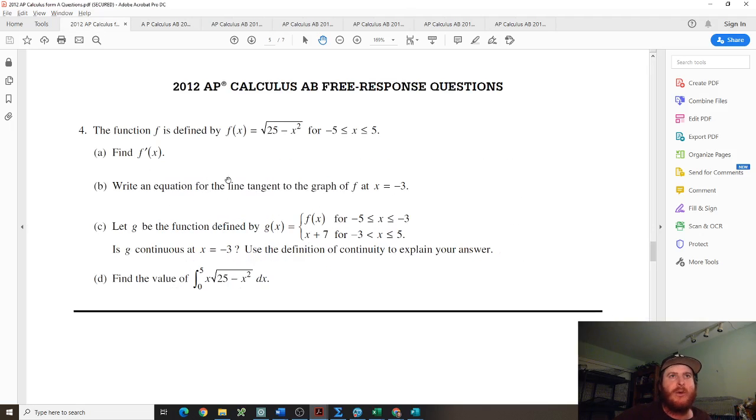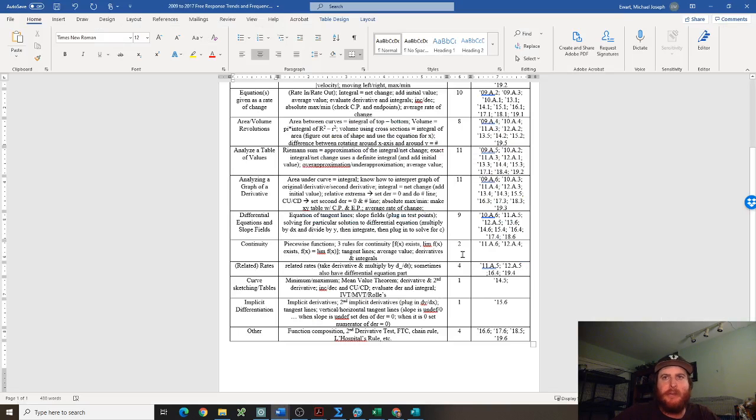But here's a continuity question where they give us an equation and they say, maybe find a derivative, write a tangent line. And then they gave us this piecewise and they say, is g continuous at 3? That's where we do those 3 rules of continuity. Rule 1, f of x exists. Rule 2, the limit exists. And rule 3, they're equal to each other. So it used to be a lot more common, but with the rise of calculators, they haven't really asked it as much. Related rates, they ask every once in a while, but they did ask in 2019.